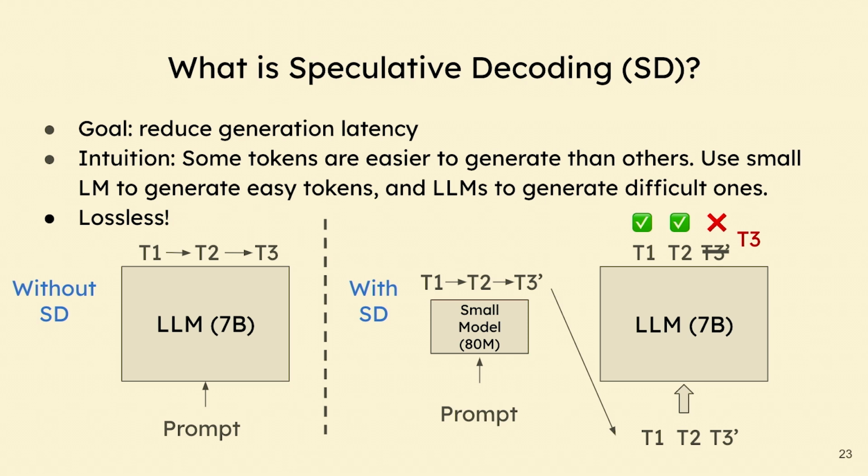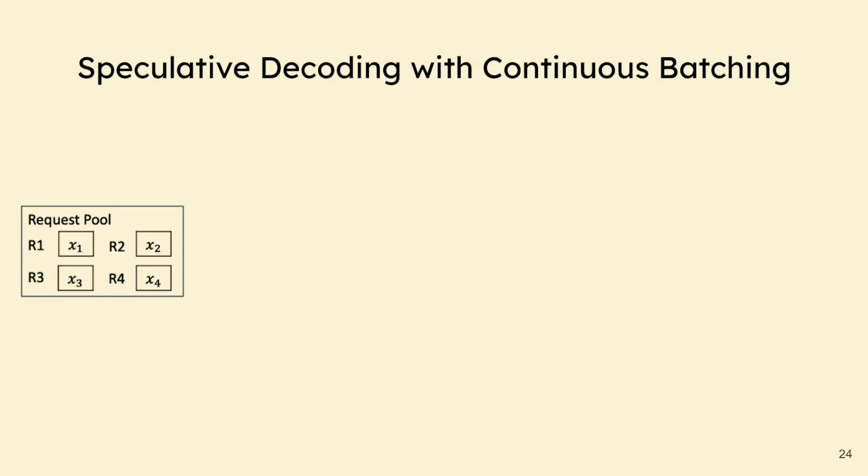In the example here, a single forward pass of the large model generates more than one token. It says T1, T2 are correct, T3 prime is incorrect. So in a single forward pass of the large model, we generate more than one token. This reduces the token generation latency compared to one token per forward pass. And vLLM is a system that natively supports continuous batching. So how does speculative decoding work with continuous batching?